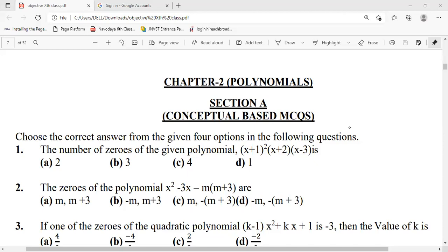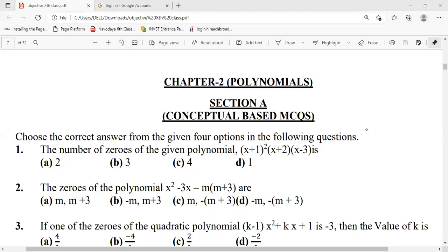Before going into the questions, a small request from my side. First of all, you read the question properly, you understand the question, then only you try to see the answer or try yourself to solve the answers. Just don't go to the answer directly.